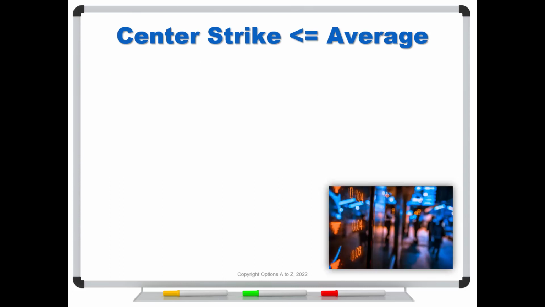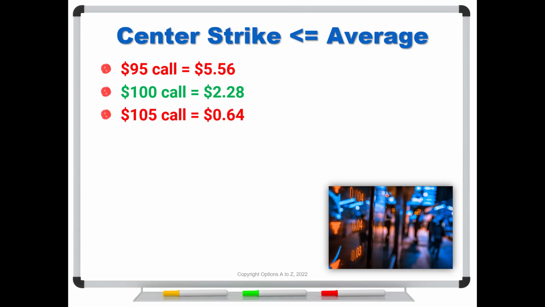So to see why, let's take a look at an example from a pricing model. I used 30 days to expiration, 20% volatility, and no interest rates. But it doesn't matter. Just pick 3 option prices. And I put the stock at 100. The $95 call was worth $5.56. The at-the-money $100 call is worth $2.28, and the 105 out-of-the-money is worth 64 cents. So what this relationship is saying is that this center strike right here in green has to be less than the average of the 2 outer ones in red.